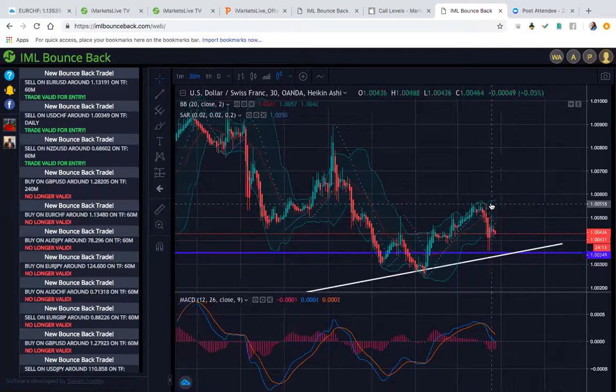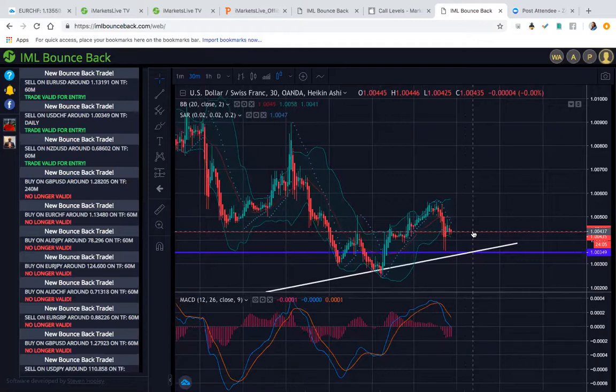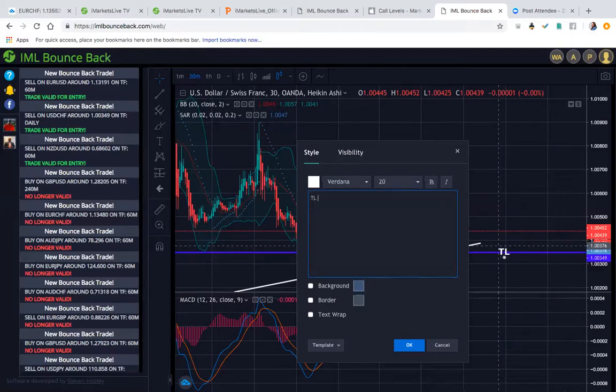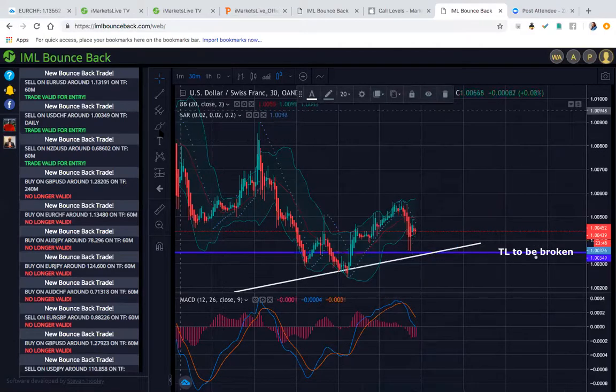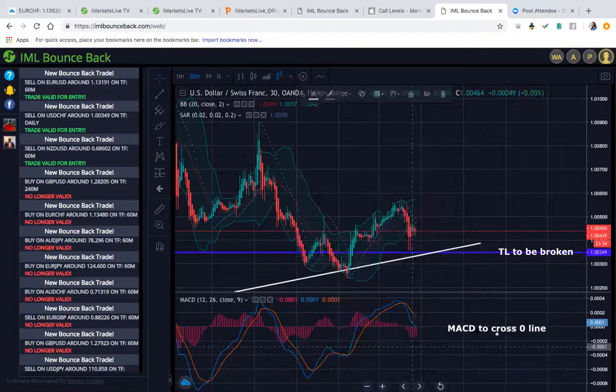Right? So we drop down one more time frame, which is to the 30-minute. So we're looking for entry on the 30-minute on this time frame, right? Good. So what are we looking for? We want the first trend line to be broken. Right? MACD to cross the zero line. MACD to cross zero line.